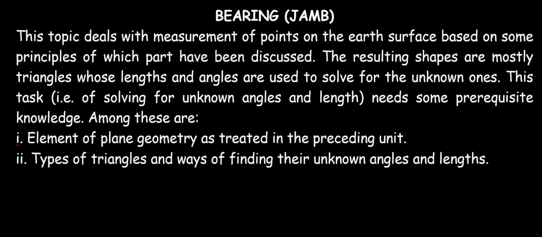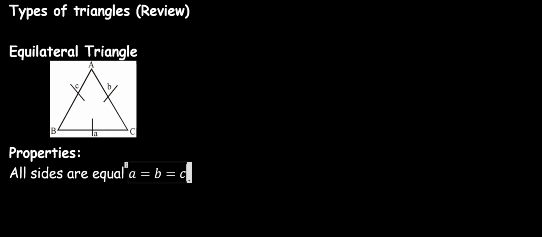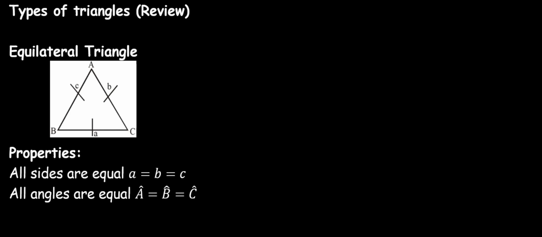First, we treat types of triangles. A review. Equilateral triangle. The diagram for equilateral triangle is shown on the screen. Properties of equilateral triangle. All sides are equal, as a is equal to b and is equal to c. All angles are equal. That is, angle A is equal to angle B and is equal to angle C. Please, you must take note that the side the given angle is facing is the length. That's why you have angle B facing small letter b, which is the length, and angle C is facing small letter c, similarly for A.